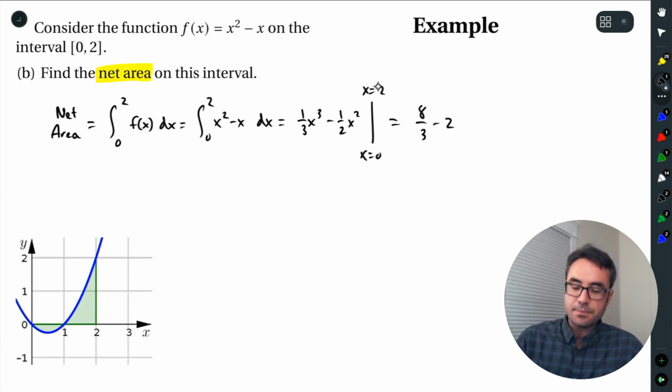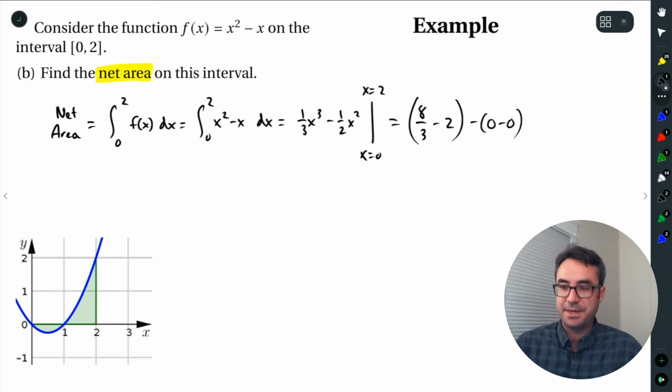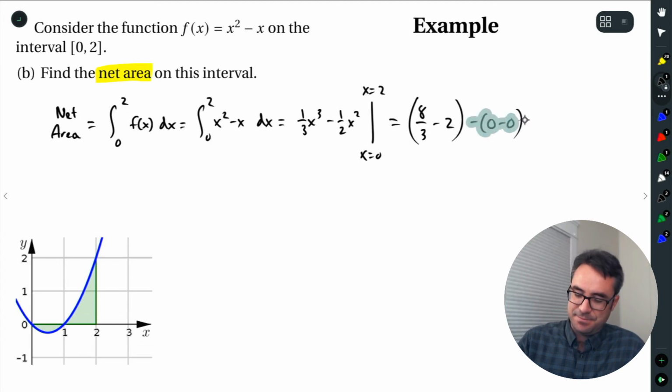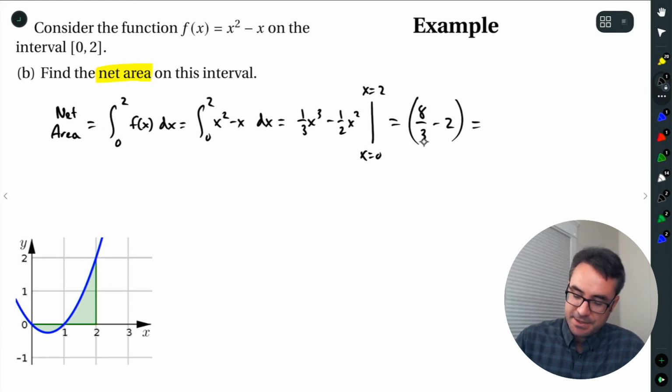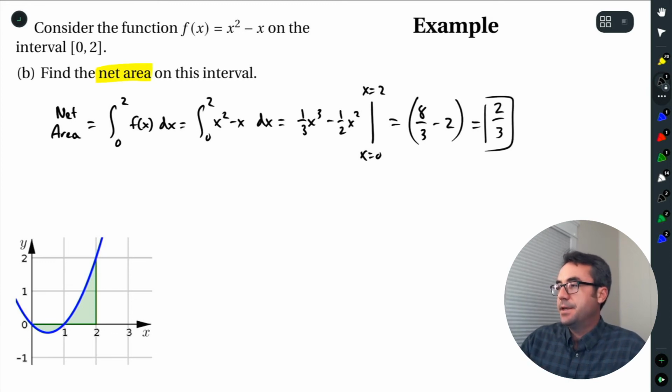Plug the top number in first, we get 8/3 minus 2. And then plug the lower number in, we get 0 minus 0. We could write 0 minus 0 and subtract the difference, but we don't need to write that. And this ends up being, if we get a common denominator, 2/3. So our net area is 2/3.